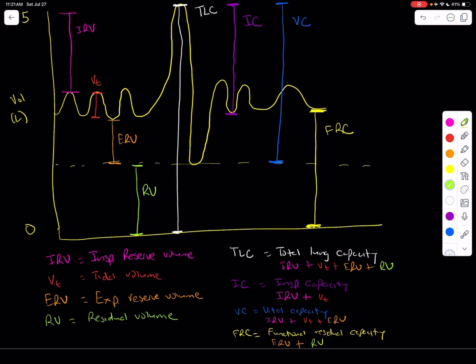And just because it includes residual volume, we can't measure this directly. The same is true of total lung capacity. We have to use some special equipment and some fancy math. All right, but there you go. That is just me drawing out the different pulmonary volumes and capacities. I hope this helps.